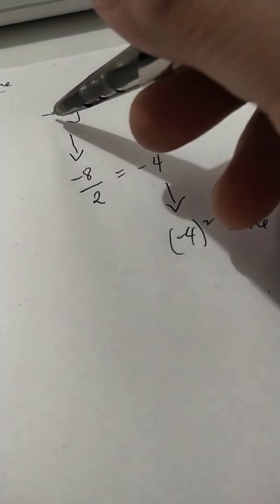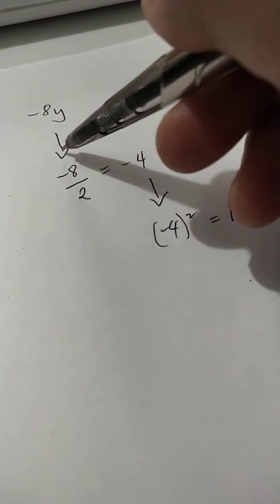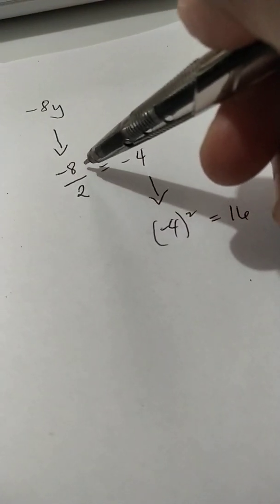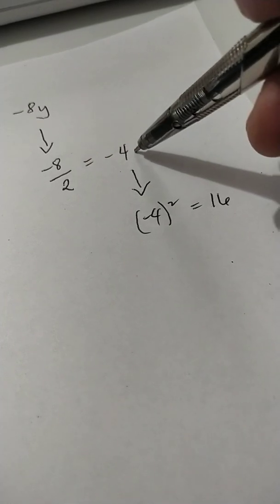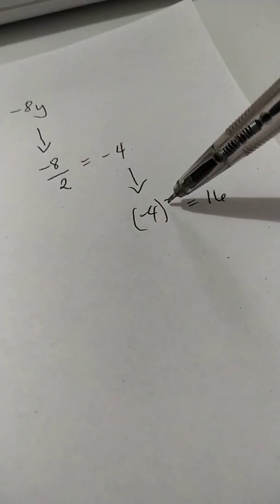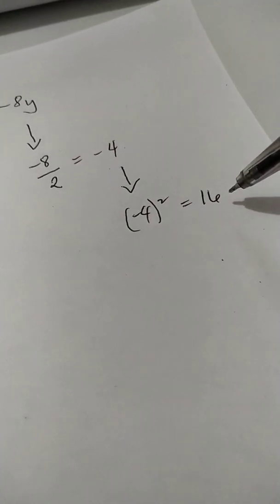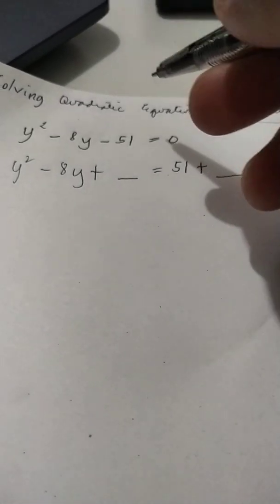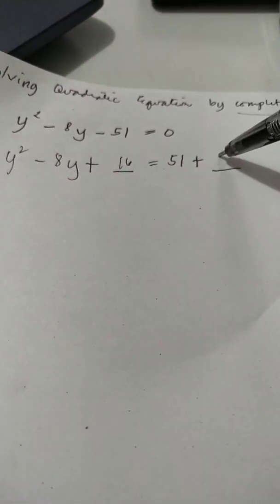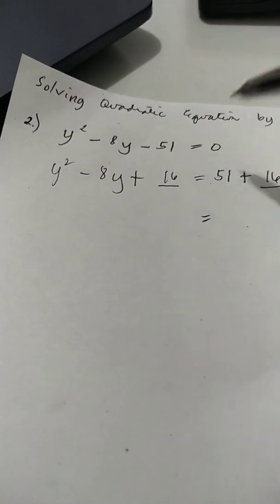Again, negative 8y is the middle term. We get its numerical coefficient, which is negative 8 divided by 2 equals negative 4. That negative 4 should be squared and the result is positive 16. 16 should be supplied to those blanks. Now, this trinomial is a perfect square trinomial, meaning it is now factorable.